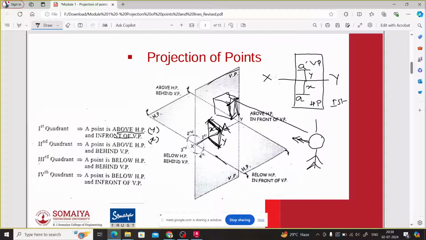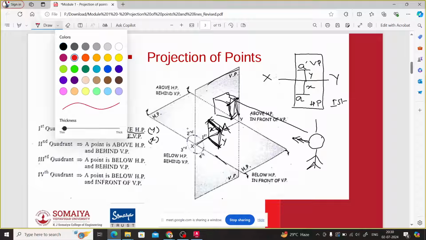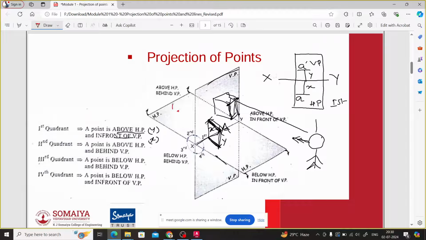Now let us look at the point in the second quadrant. Suppose the point is now in the second quadrant. Let us say that point is B. Now again we need to take the point's reference with respect to the vertical plane and horizontal plane. Now what is the peculiarity of the second quadrant? The point is still above HP. Look at this, for the first quadrant also the point is above HP. For the second quadrant the point is also above HP.